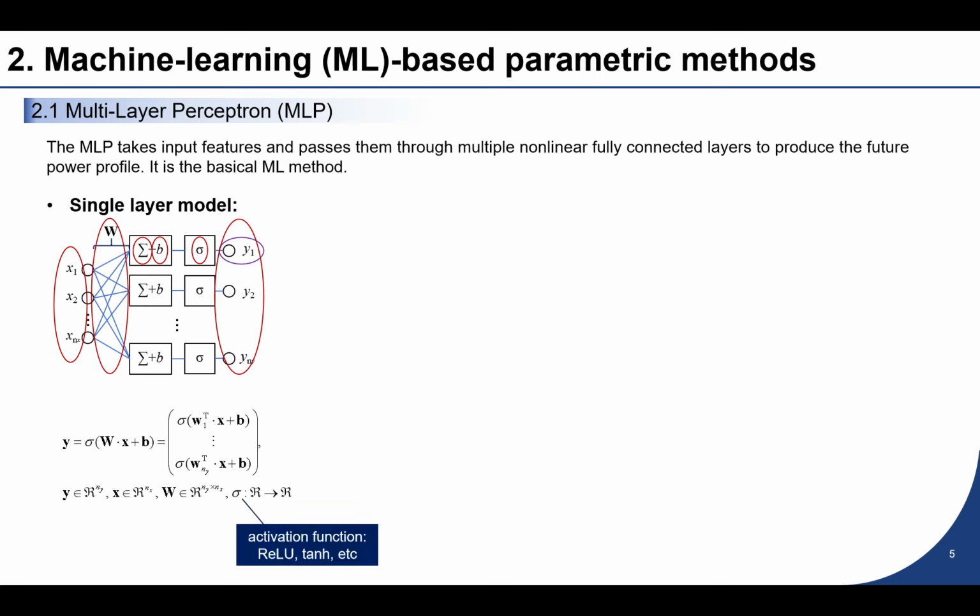The activation function can be ReLU, tanh, sigmoid, or any other nonlinear function. It introduces nonlinearity into the model and enables the network to learn complex mapping relationships.